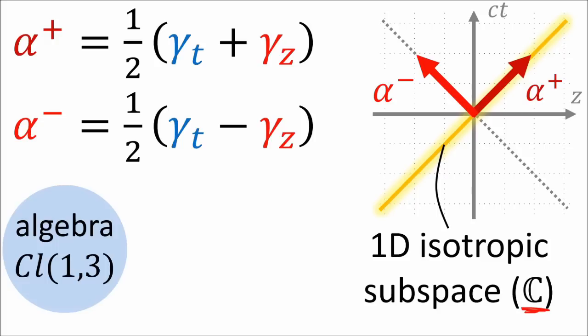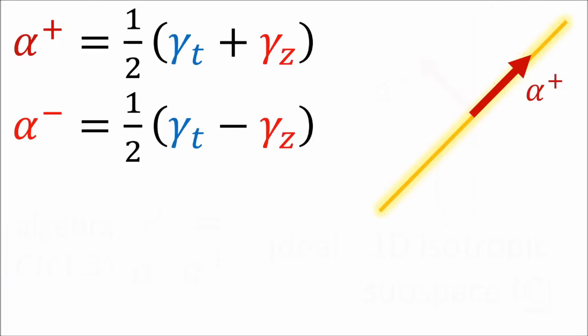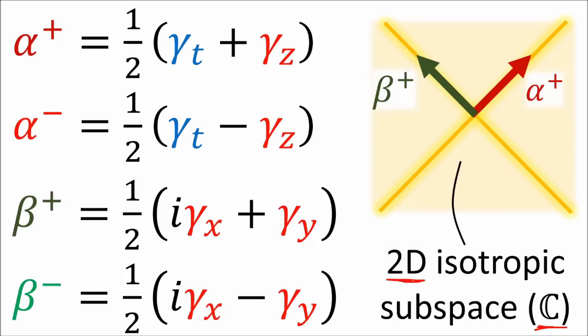Now, if we use these nilpotents to build a projector, we get an ideal. But it's not a minimal ideal, so we need another projector to make our ideal smaller. Another way of saying this is that we need to make our isotropic subspace bigger. We need more nilpotents so that we can make more projectors so that we can make our ideal smaller. So we introduce nilpotents beta plus and beta minus. Now we can take our isotropic subspace spanned by alpha plus and expand it by including the span of beta plus. This isotropic subspace is now 2 complex dimensional.